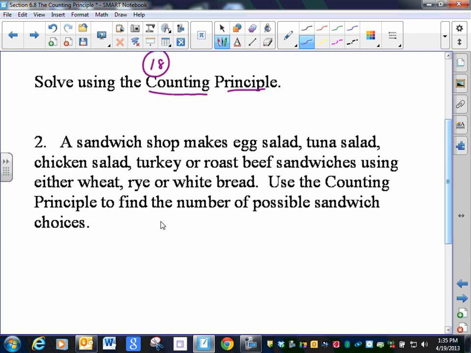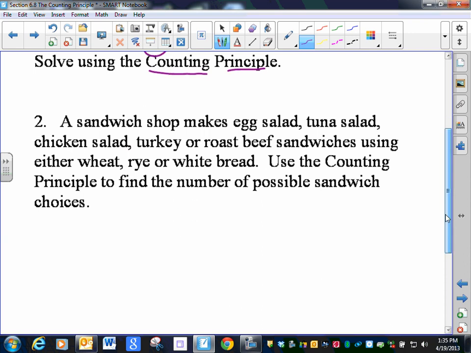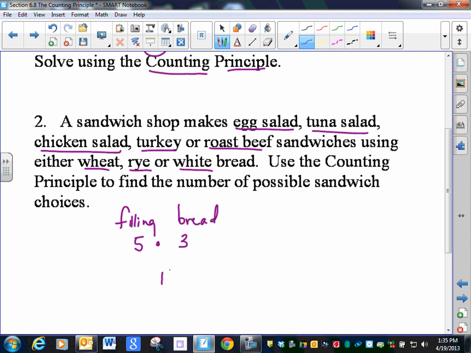All right, sandwich shop. Let's see how many possibilities we have. It makes egg salad, tuna salad, chicken salad, turkey, or roast beef. So that's the filling. Let's see, 1, 2, 3, 4, 5 choices for the filling or inside of sandwiches, and there's wheat, rye, or white bread. So if we just used those 2 criteria, we've got 15 possible combinations with just those 2.